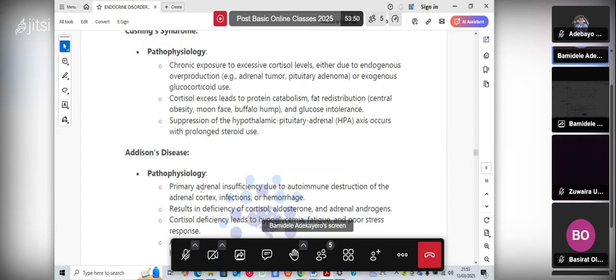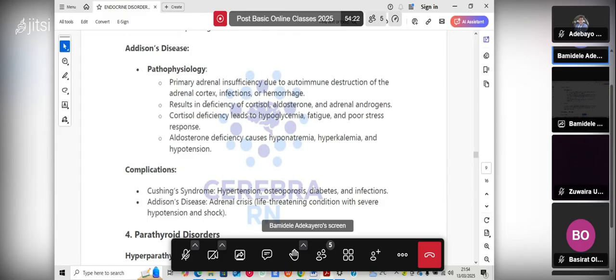And the opposite, we have primary adrenal insufficiency. That's Addison disease. This one happens because there's destruction. The cortex is destroyed, so it's not producing enough of the hormones needed. This is because of infection or hemorrhage, or maybe trauma or surgery, which causes this insufficiency. So it results in deficiency of cortisol, aldosterone, and the adrenal androgens.